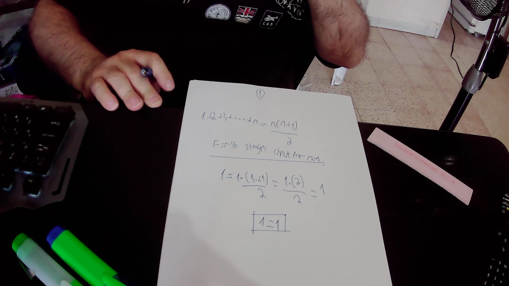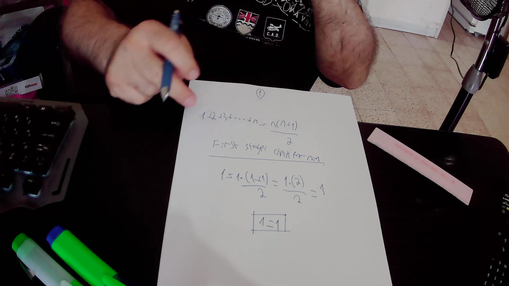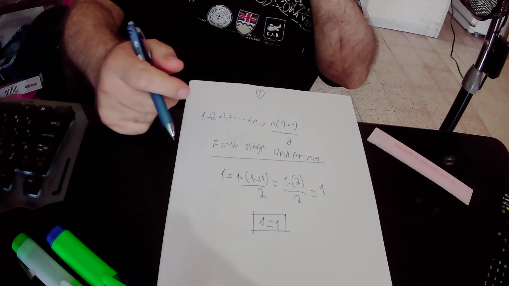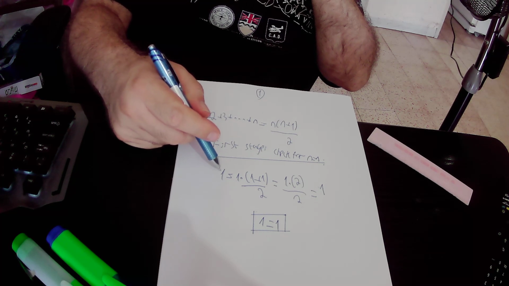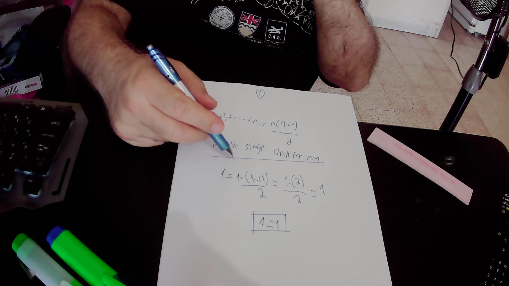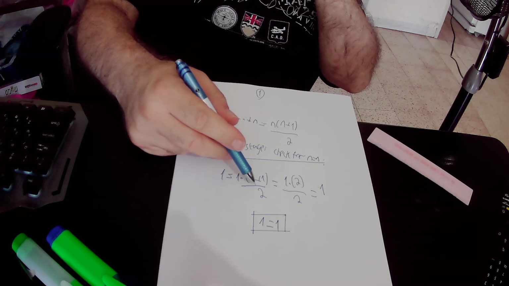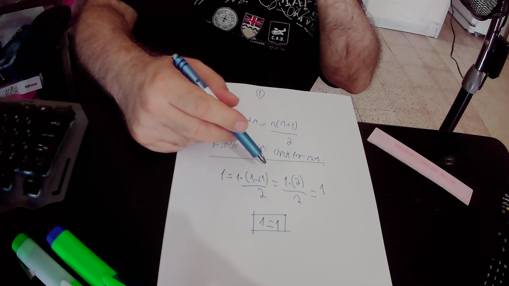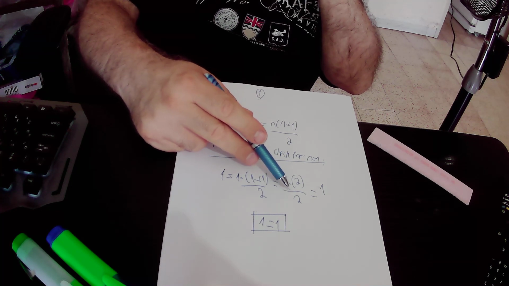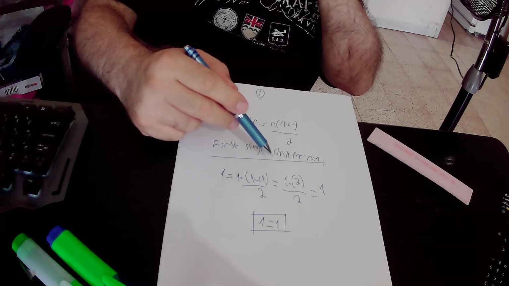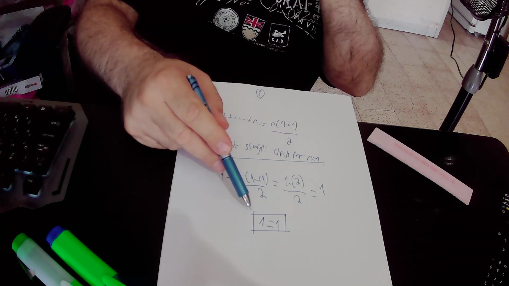We finished with the first stage because we proved that this statement is true for n equals 1. As you can see, in this side of the equation 1 equals n times n plus 1 divided by 2, so it is 1 times 1 plus 1 divided by 2 equals 1 times 1 plus 1 is 2, 1 times 2 divided by 2, and 2 divided by 2 is 1, so 1 equals 1.